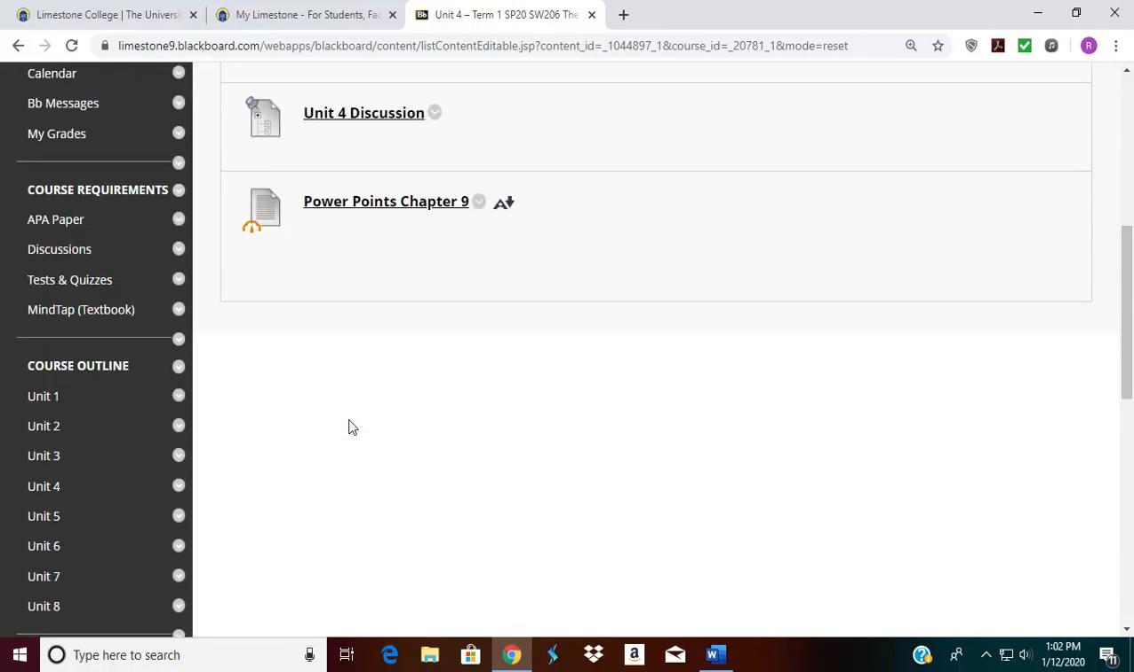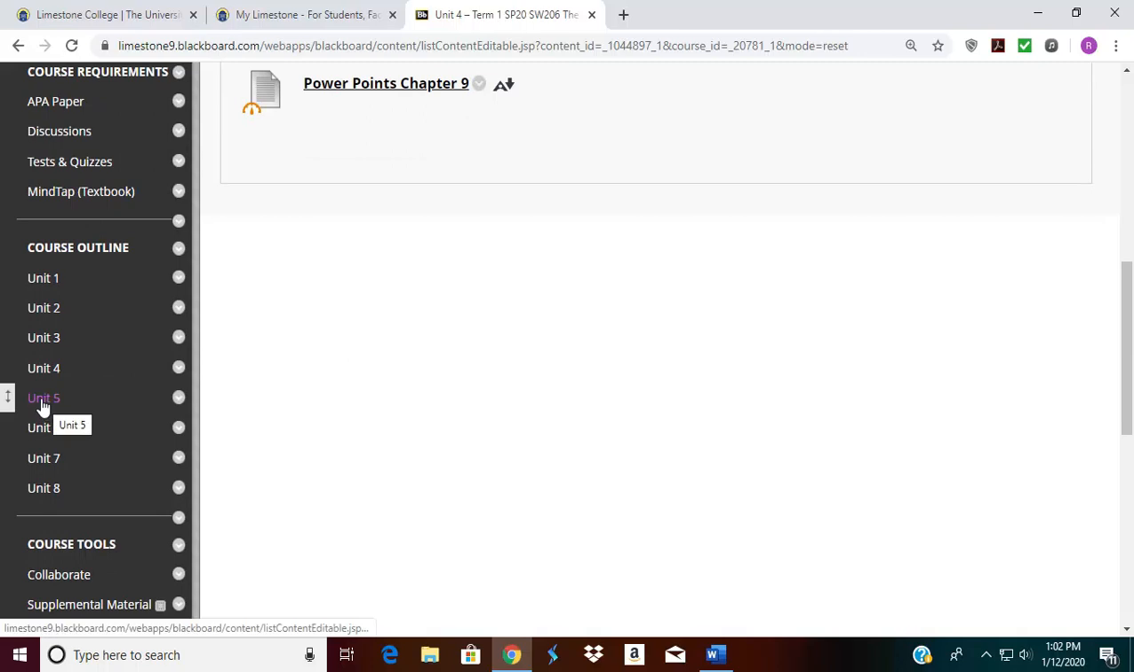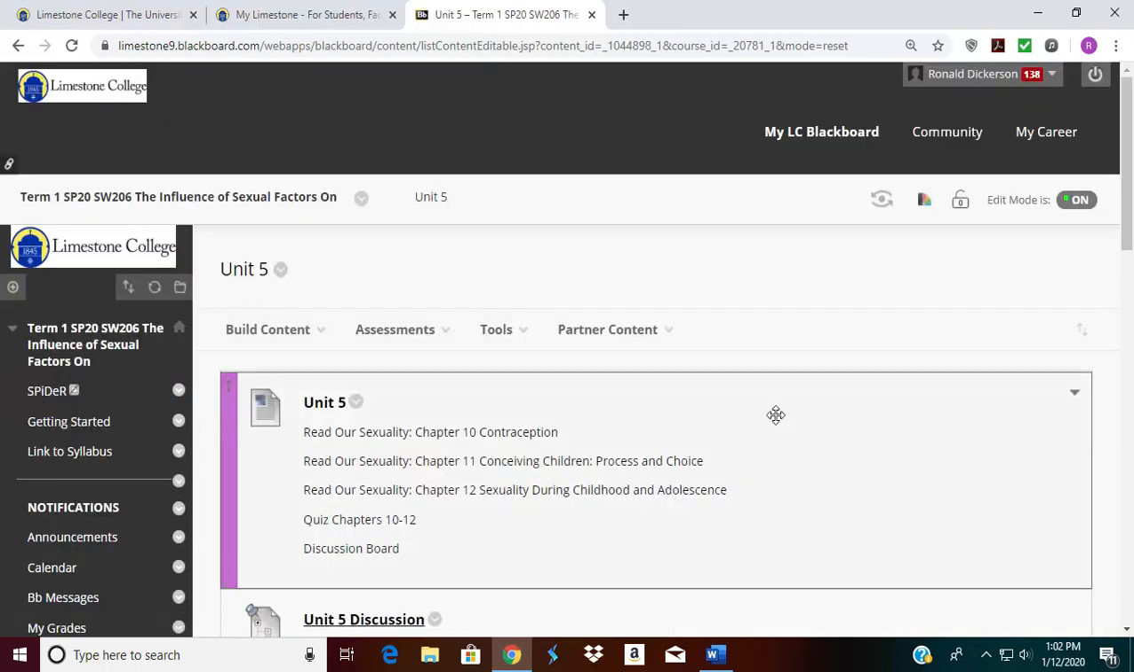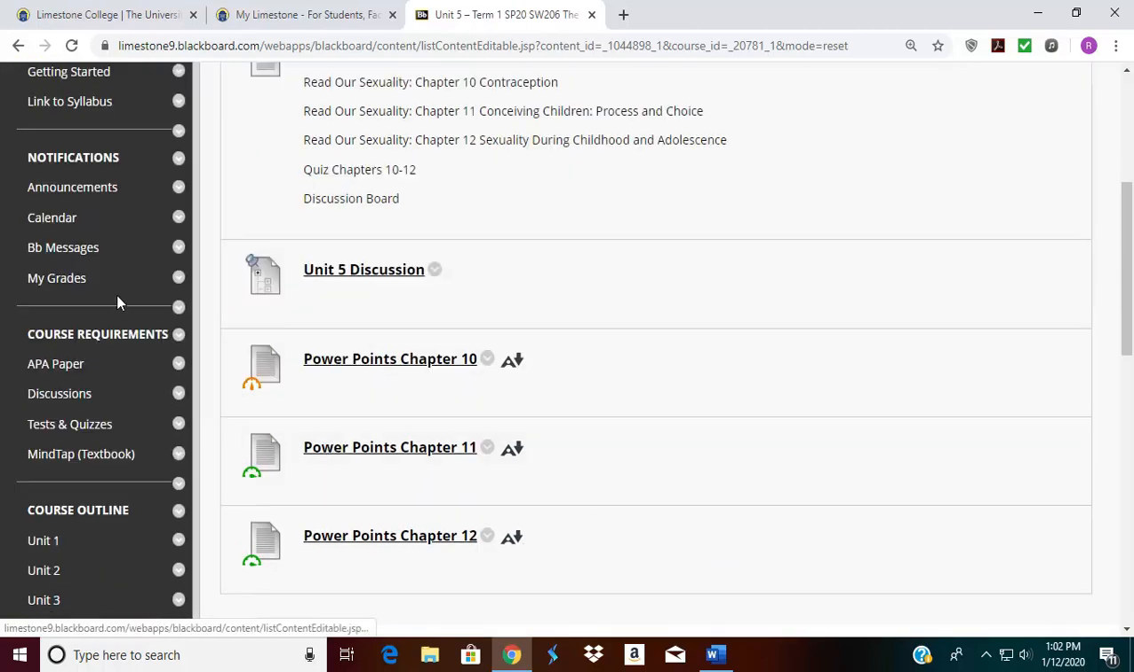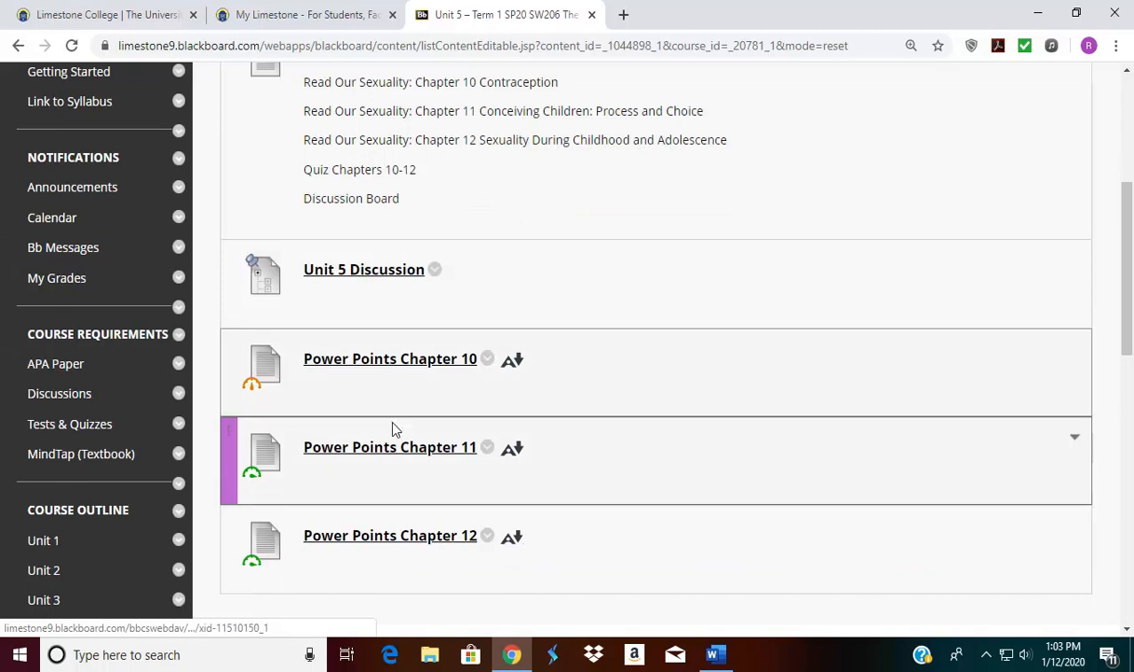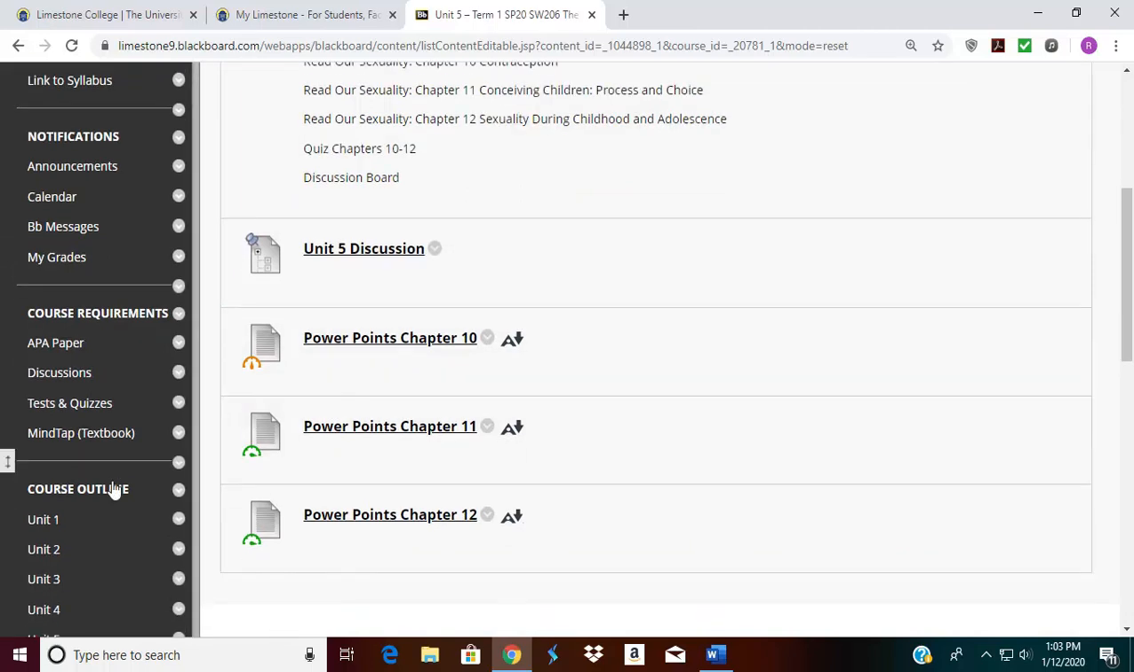Okay, as we move forward, after that Sunday, you're going to have Unit 5. And under Unit 5, you see you have chapters 10, 11, 12. You have your quiz for 10, 11, 12, and you know when that's going to open up and when it closes. And then you have your discussion board post that's required of you under discussions, where you're going to submit it. Just remember, all your discussions need to be referenced.